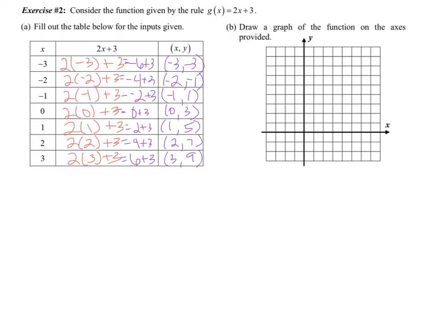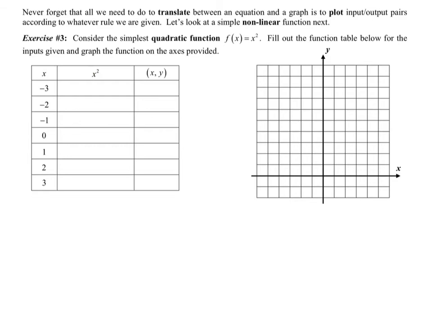So we're going to draw a graph of the functions on the axis provided. So when x is negative 3, y is negative 3. When x is negative 2, y is negative 1, and so on. If you were to plot all of those points, you'll notice what I did was I went up by 2 every single time because our y's go up by 2 every single time. So we need to never forget that all we need to do to translate between an equation and a graph is to plot input or output pairs according to whatever rule we're given.